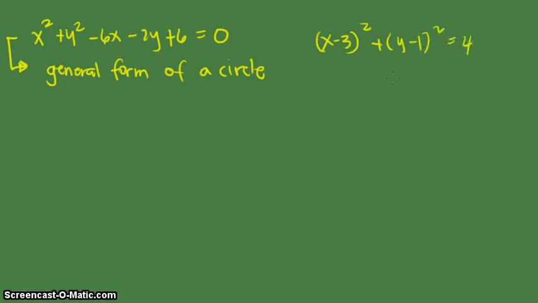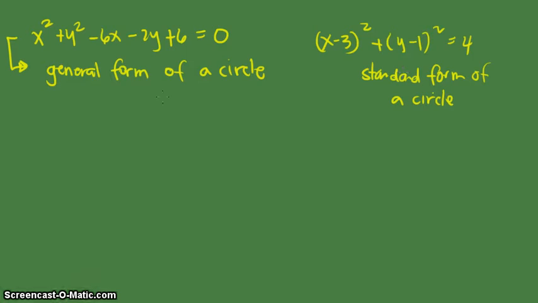The first one that you have seen, (x minus 3) squared plus (y minus 1) squared equals 4, is what we call the standard form of a circle, or standard equation of a circle. Sometimes they call it the center-radius form because the center and the radius can be obtained directly by just looking at the equation.